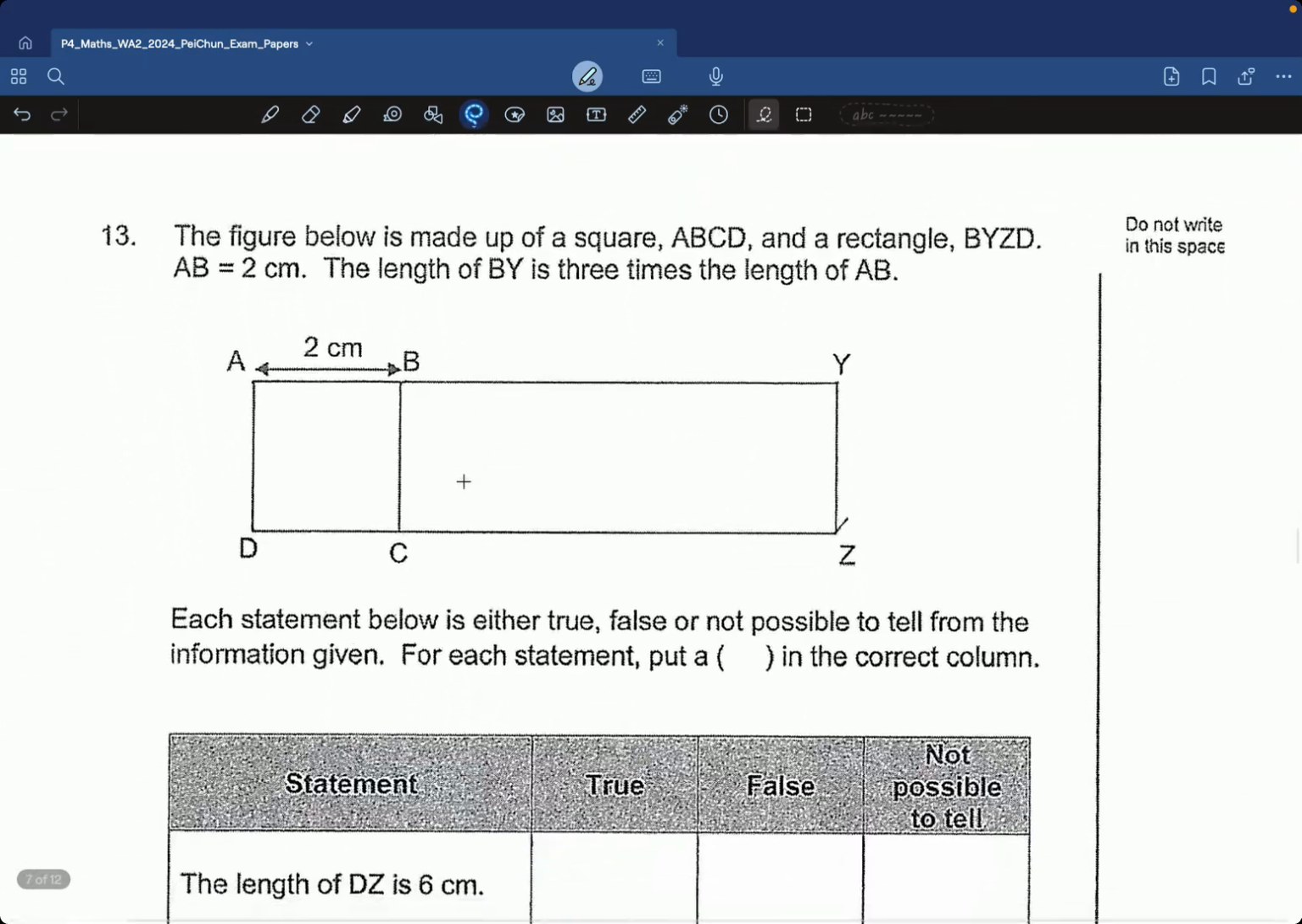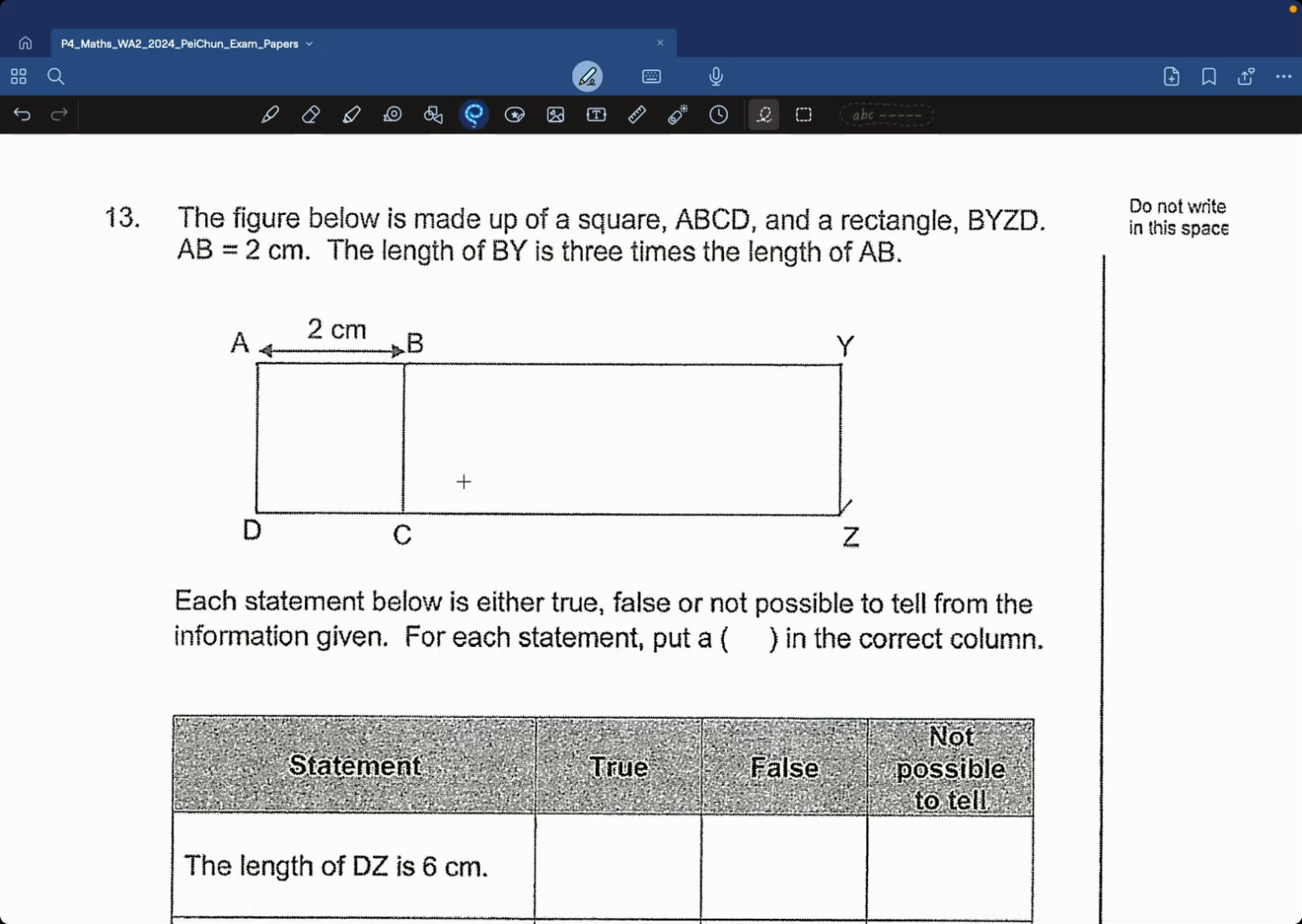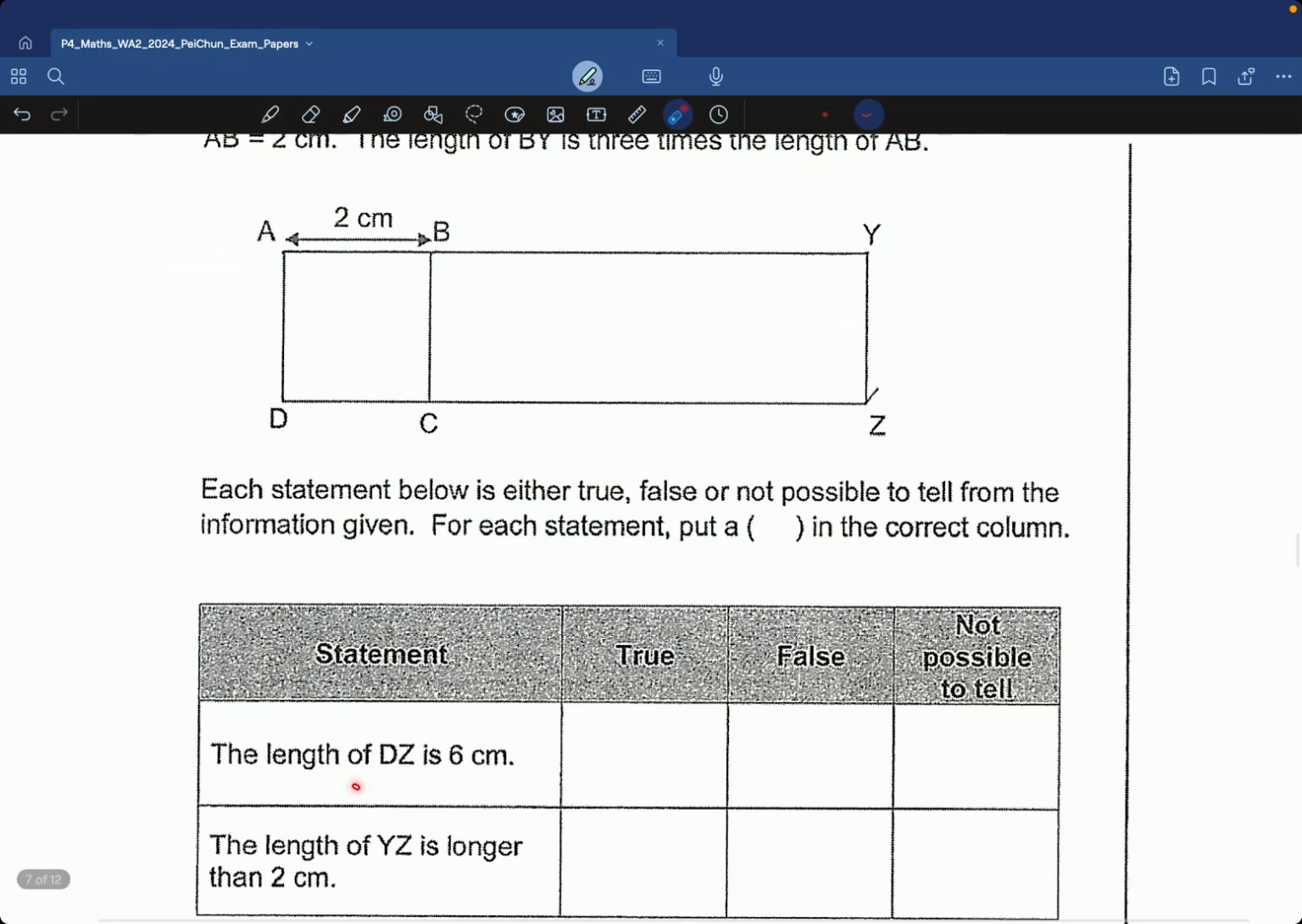Let's move on to the next question. Question 13. The figure below is made up of a square ABCD and a rectangle BYZD. Not C, eh? Okay, all right. Either way, AB is 2 centimeters. The length of BY is 3 times the length of AB. Decide on each of the statements below. The length of DZ is 6 centimeters.